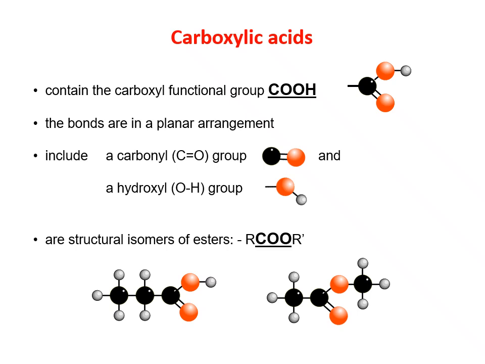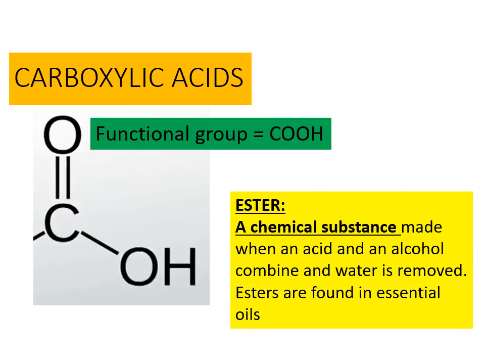How do you get an ester? By combining a carboxylic acid with an alcohol. Right, so carboxylic acids, an ester. How do you define an ester? It is a chemical substance made when an acid and an alcohol combine and water is removed. Esters are found in essential oils.